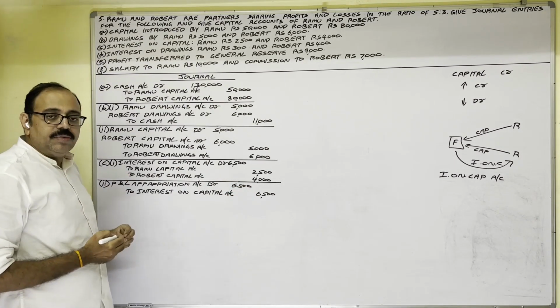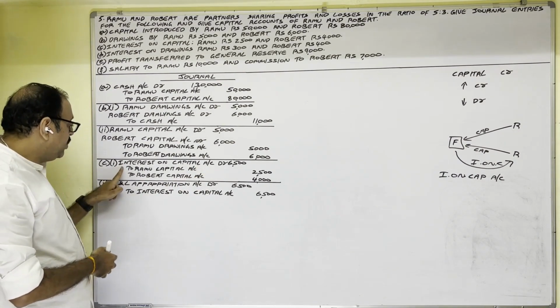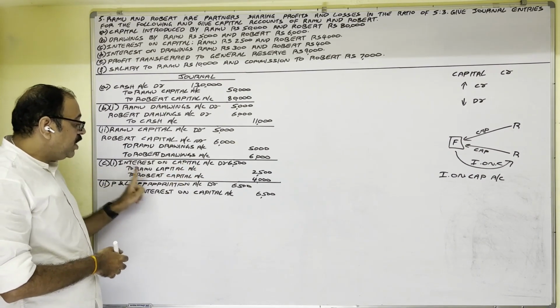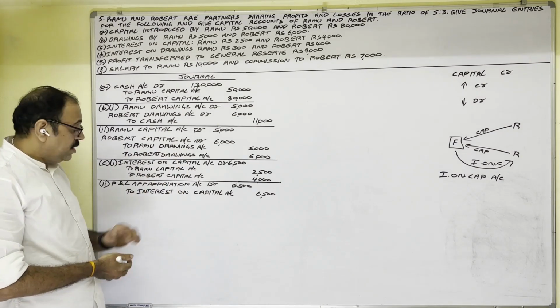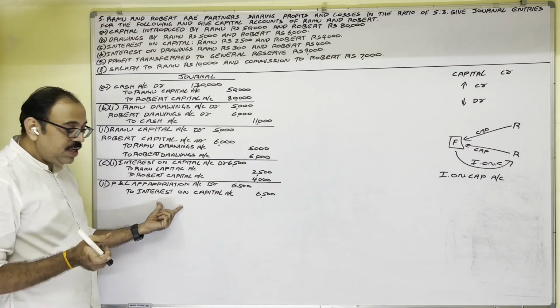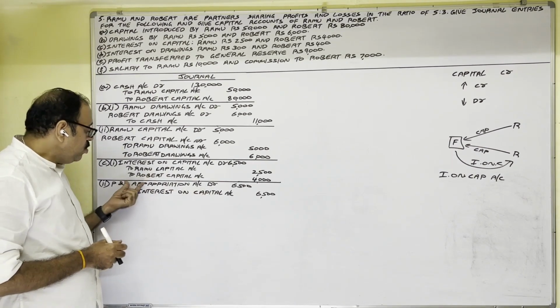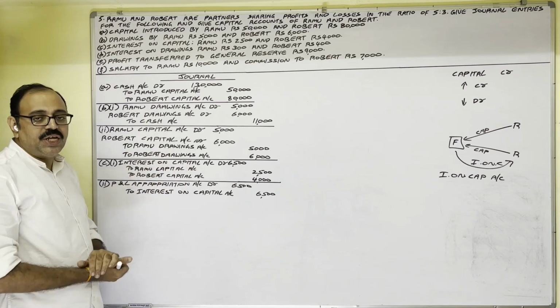The entries are completed. So what are the narrations for these two entries? The first entry is being the entry for interest on capital. The second entry is being the entry to transfer the balance of interest on capital account to profit and loss appropriation account.